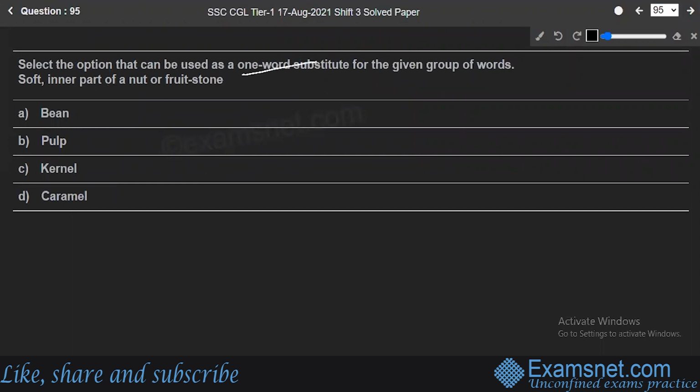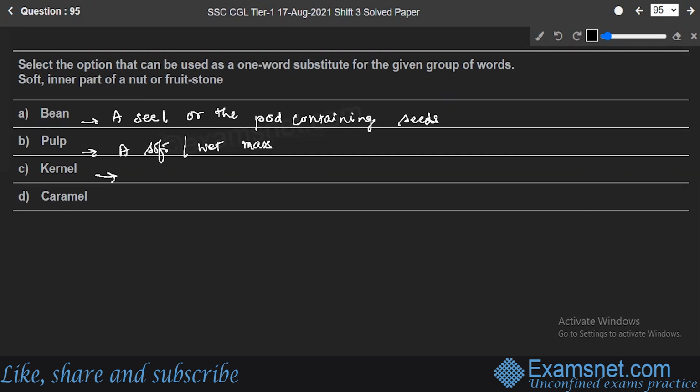Select the option that can be used as a one word substitute for the given phrase: soft inner part of a nut or fruit stone. Is it bean, pulp, kernel, or caramel? Which is the correct answer? Well, let's see the meaning of all these words one by one. Bean is a seed or the pod containing seeds. Pulp means a soft, wet mass, like the pulp of a mango. Kernel means the part of a nut that is inside the shell.